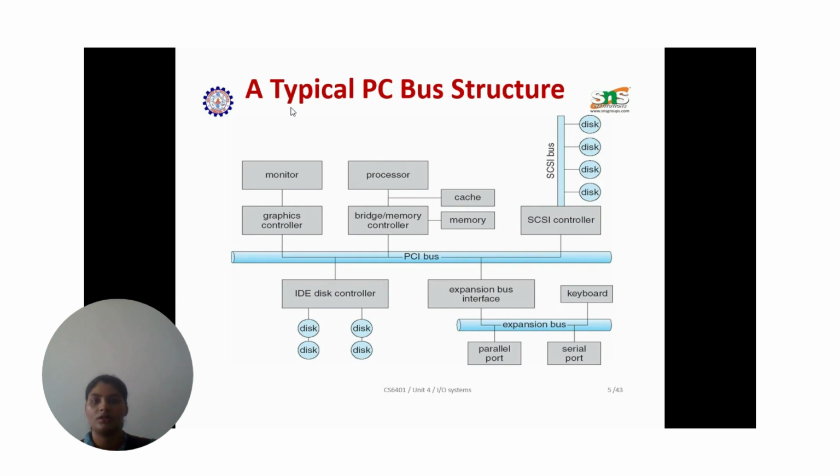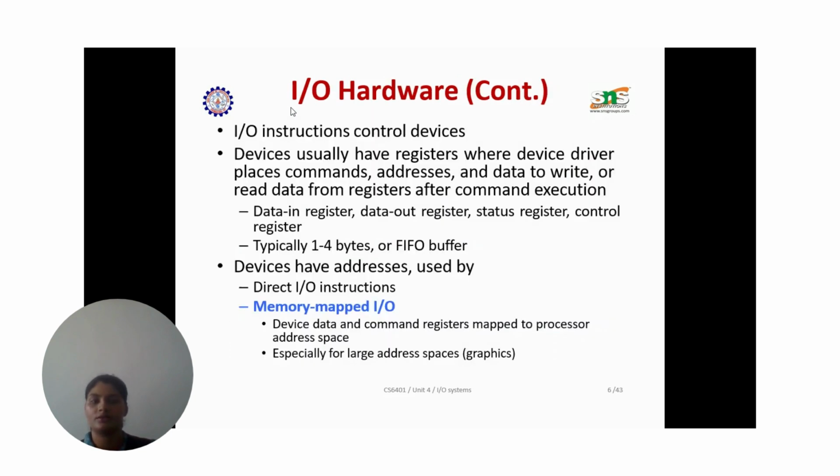This is the typical diagram for a PC bus structure. In the center, you have a PCI bus, and on one side, you have the monitor, graphics controller, processor, bridge, memory controller, cache, memory, and SCSI controller. On the other side, you have IDE disk controller, expansion bus interface, keyboard, parallel port, and serial port.